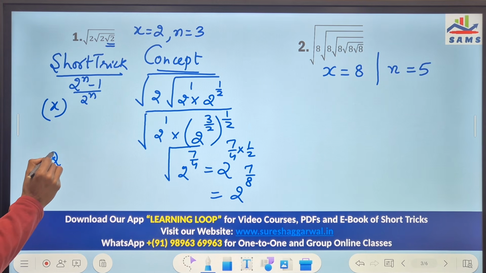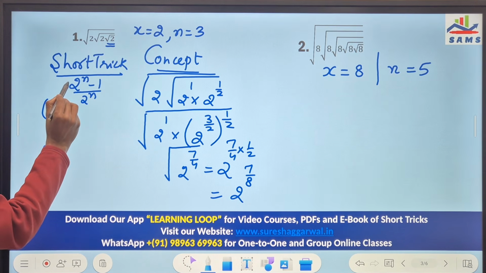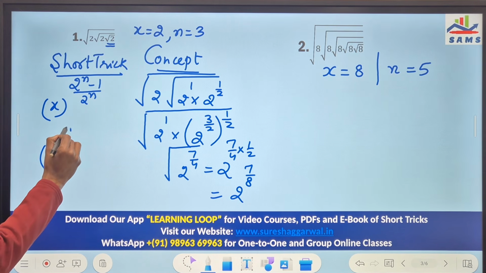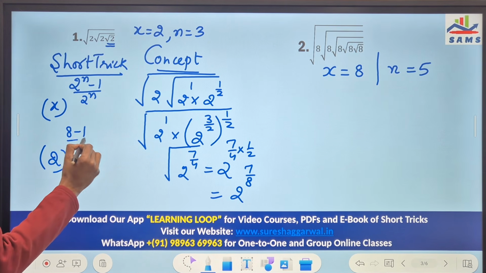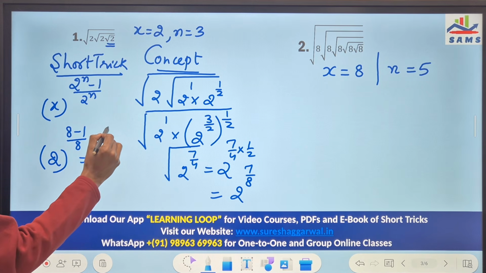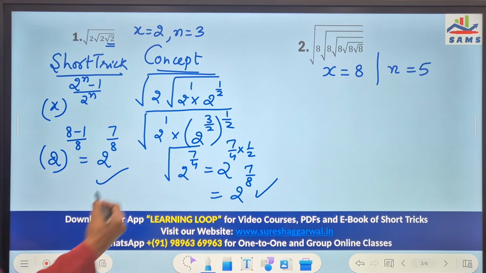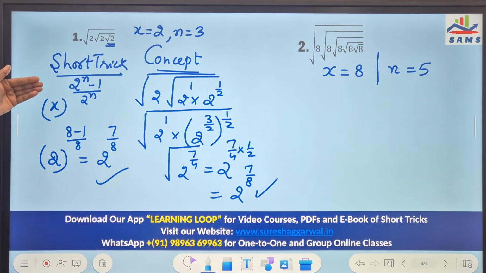So x is 2, and we have 2 raised to the power of something. 2 raised to power n, and n is 3. So 2 raised to power 3 is 8, minus 1, over 2 raised to power 3, which is 8, and you have the answer 2 raised to power 7 upon 8. Look at this. The same answer here. And the trick works so wonderfully well.